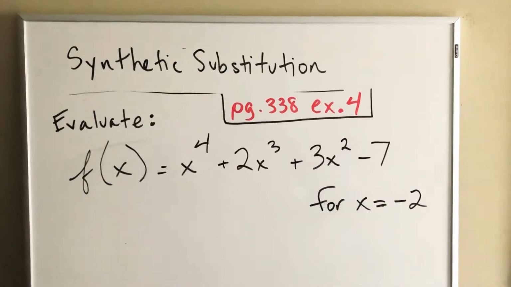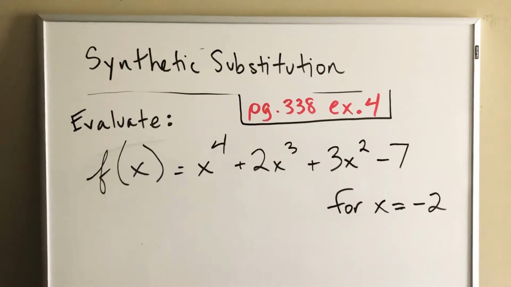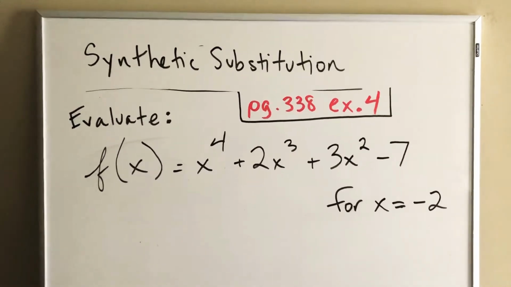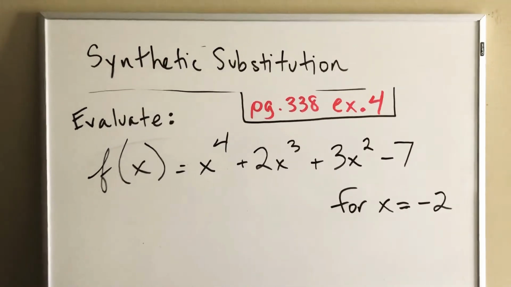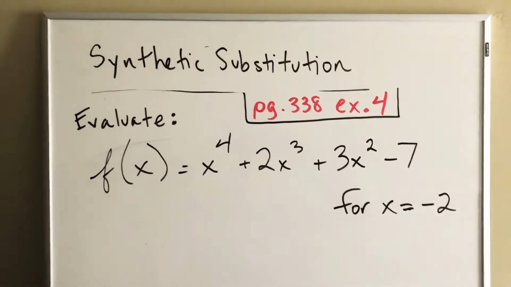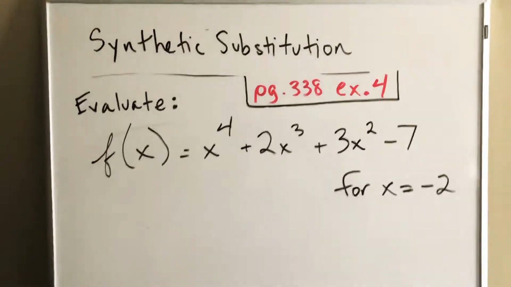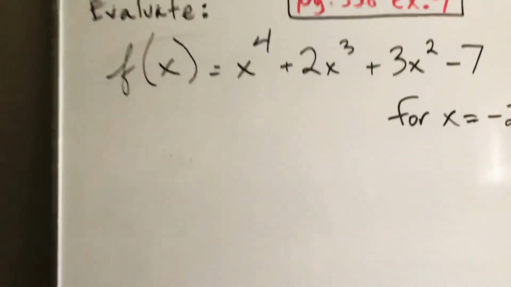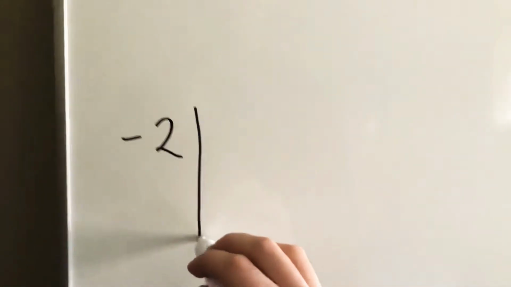In the last video, we reviewed direct substitution, taking an input, plugging it into a polynomial function, and evaluating. We're going to do the same problem this time, now using synthetic substitution. A new method, which you may prefer, is a little more straightforward if you learn the steps how to do it. So I'm going to take my input of -2.